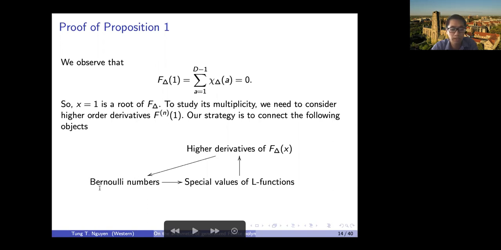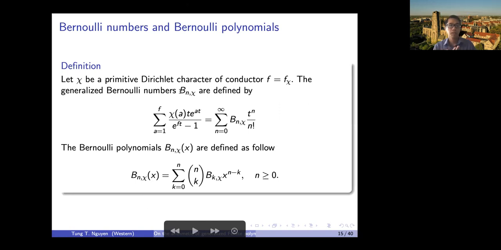Now I will recall the Bernoulli numbers and special values of L-functions and their connections. These are classical topics. If chi is a primitive Dirichlet character of conductor f, the generalized Bernoulli numbers are given by this very complicated infinite series. But in practice, there is a recursive relation for B_chi. In fact, we can write some computer code to compute it very efficiently. This definition, in my opinion, is the definition, but it's hard to compute in practice. There is another recursive relation that is much easier to implement on computers.